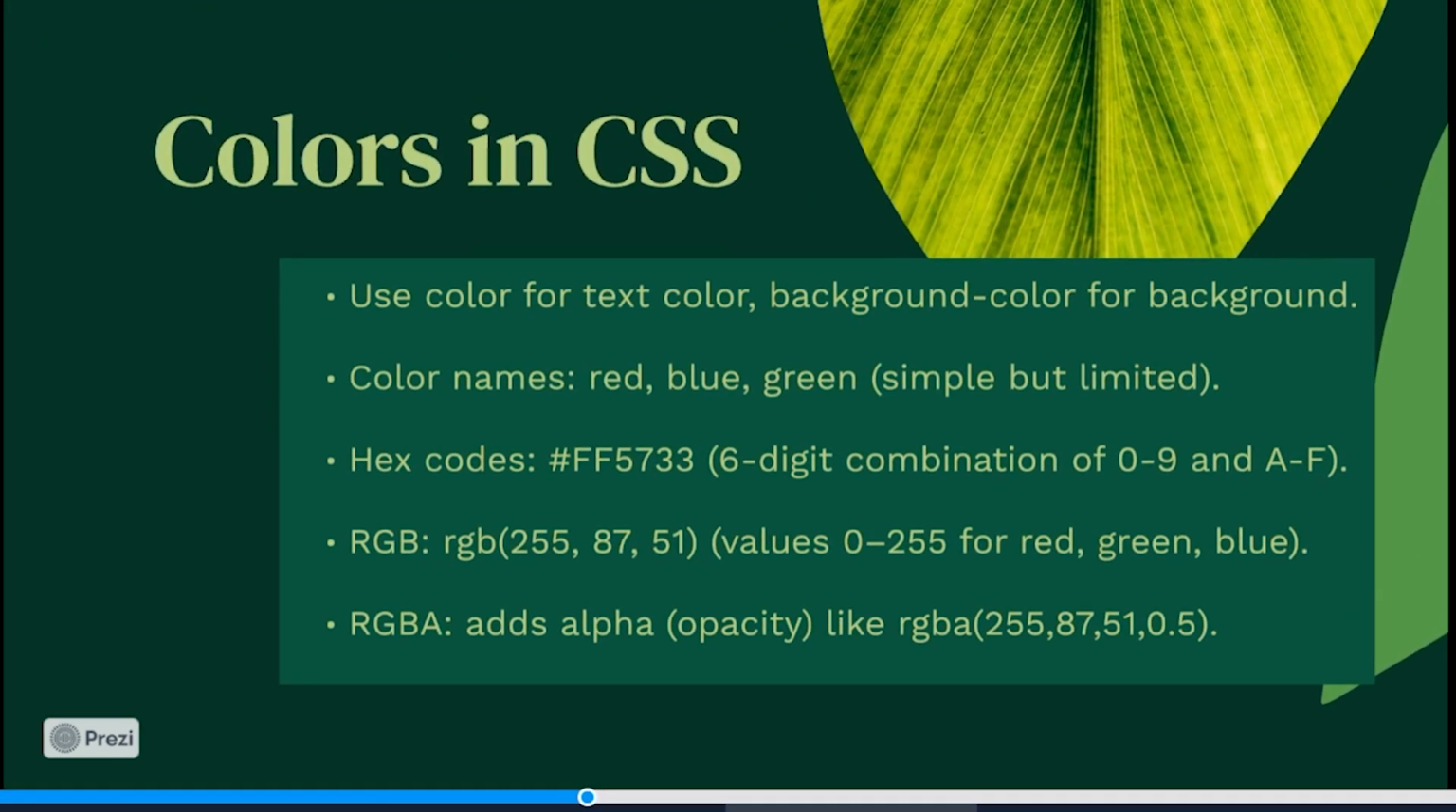Okay, next one is color in CSS. Use color for text and for background. We can change the text color and also the background color. CSS supports color names, hex codes, RGB values, and many more formats. Let me show you an example.